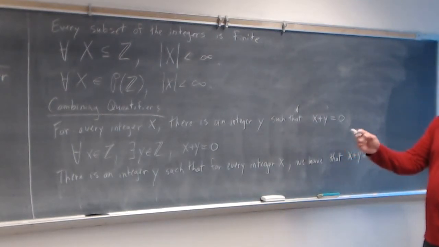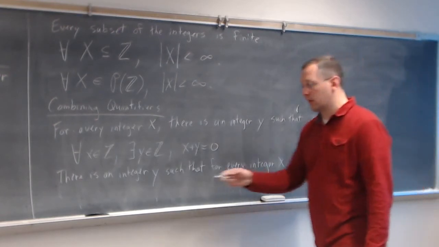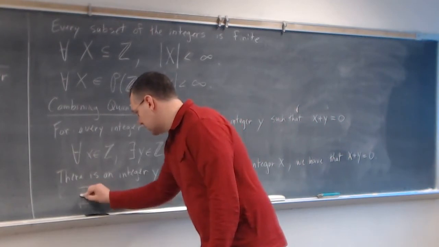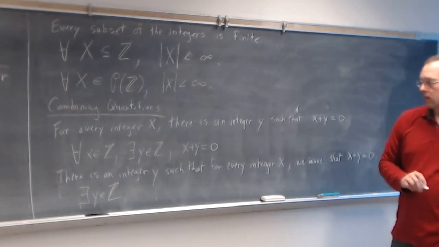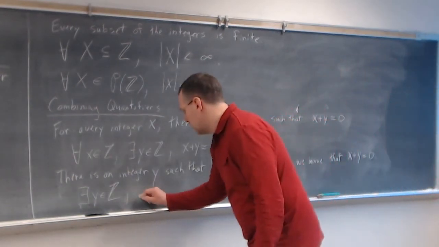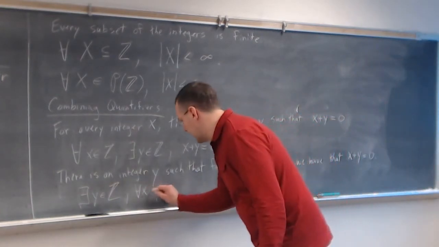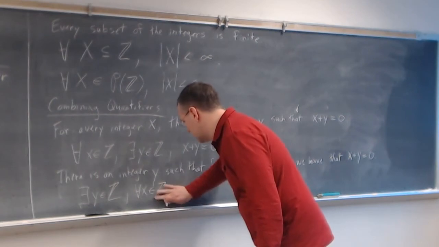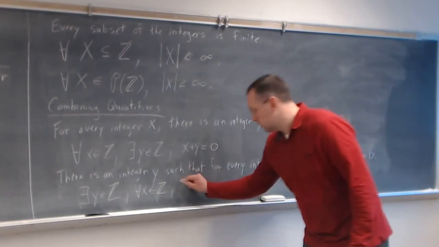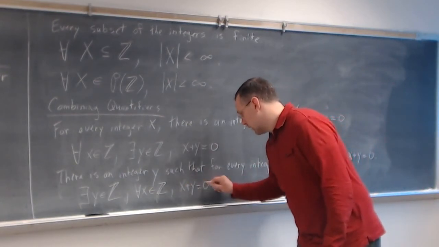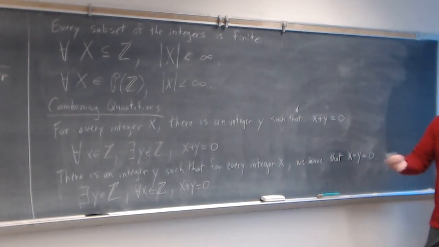So now it's saying there is an integer y first. It's saying that first, right? So there is an integer y such that for every integer x, we have that x plus y equals 0. And that's where you kind of supply your own. I don't need to say we have that. It's kind of like a such that, therefore, or.